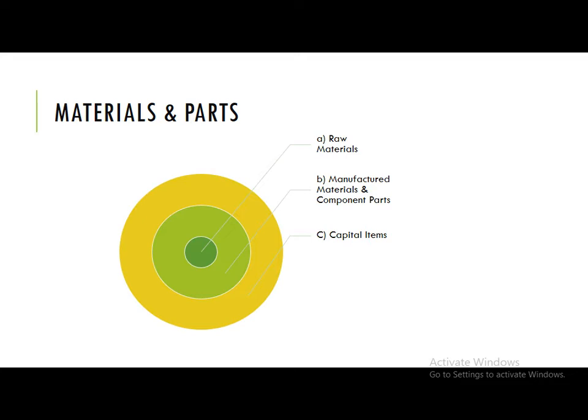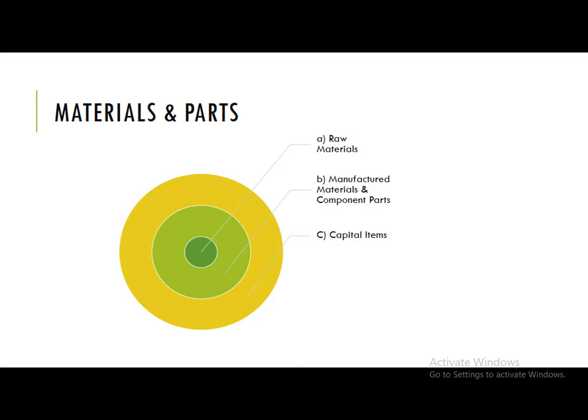Goods that enter the product directly consist of raw materials, manufactured materials, and component parts. The cost of these items is treated by the purchasing company as part of the manufacturing cost. You can divide materials and parts into three categories: raw materials, manufacturing materials and component parts. First, we will start with raw materials.